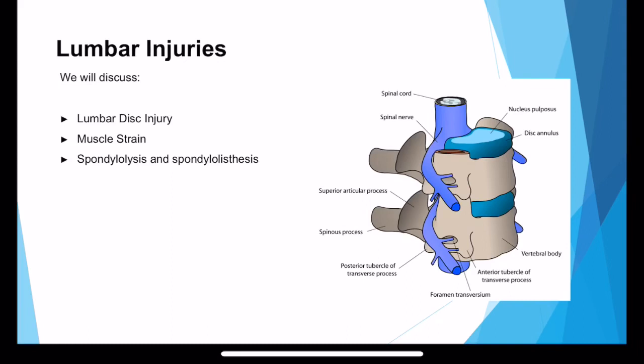So we're going to discuss a lot of injuries right now. So let's just get right into it. Lumbar injuries, the 3 that we're going to talk about are lumbar disc injury, muscle strain, remember what that is, and then spondylolysis and spondylolisthesis. So just bear with me on that one, okay, you guys? Look at this picture if you have a moment, because it's going to show you the nucleus pulposus, and I think that's very important for this next slide that we're going to talk about.